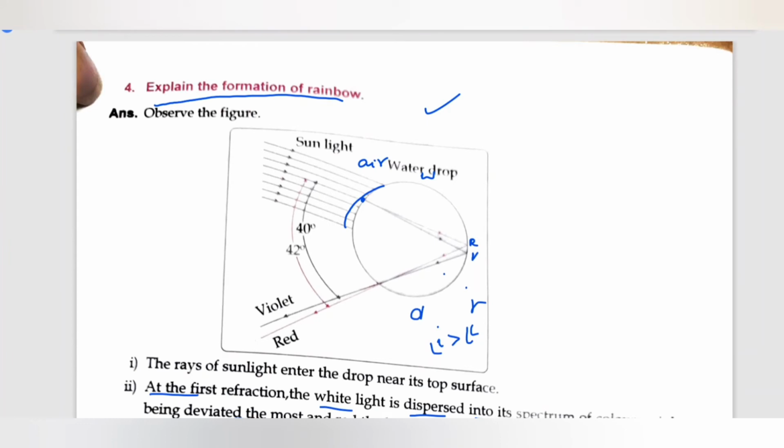So you can observe here the angle between the incoming rays. These are the incoming rays and these are the outgoing rays. So it will be between 0 and a maximum angle of 42 degrees. You can observe here.